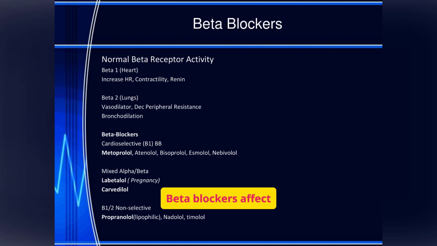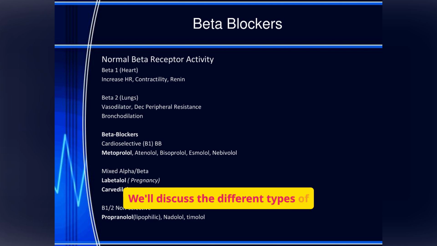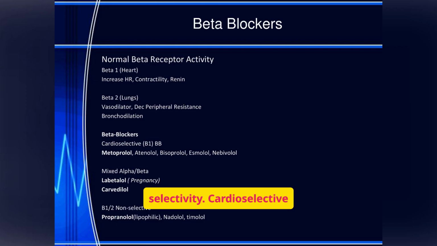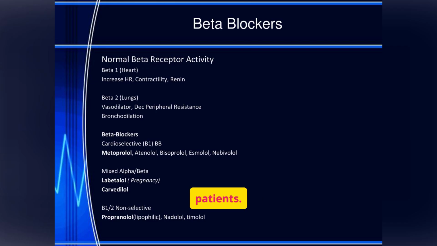Beta blockers affect beta receptors in the heart and lungs. We'll discuss the different types of beta blockers and their receptor selectivity. Cardioselective beta blockers, like metoprolol, target only beta-1 receptors in the heart. Non-selective ones, like propranolol, also block beta-2, which can cause bronchospasm, so avoid in asthma or COPD patients.